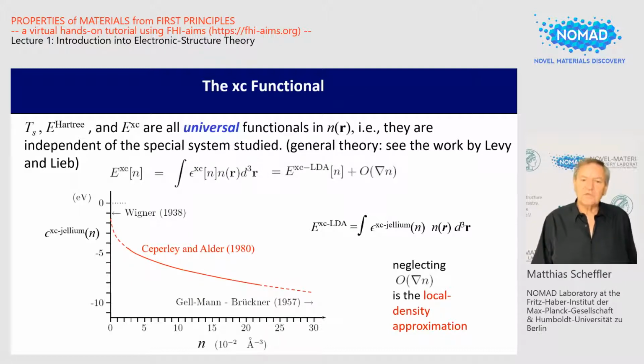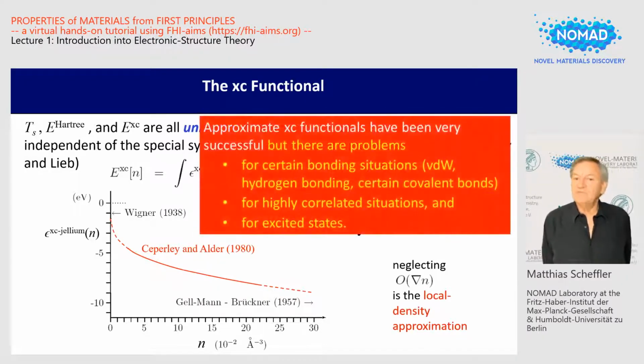In general, we don't know, and approximate functionals have been very successful. The LDA is still sometimes used, but there are problems. What is missing, for example, is that certain bonding situations are not described well in these simple treatments. Van der Waals interactions are missing. Hydrogen bonding is not treated well. Certain covalent bonds are not treated well. Highly correlated, that means localized, bonding situations are not treated well, and excited states are also not treated appropriately.